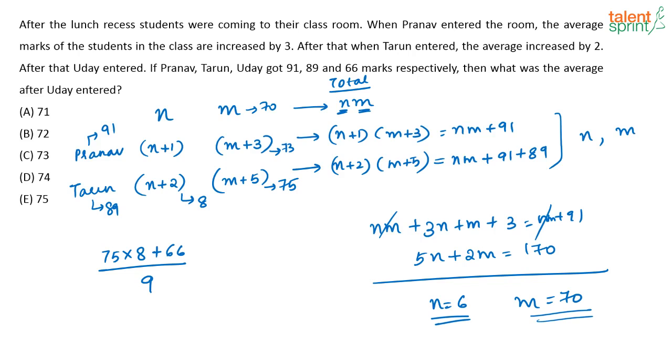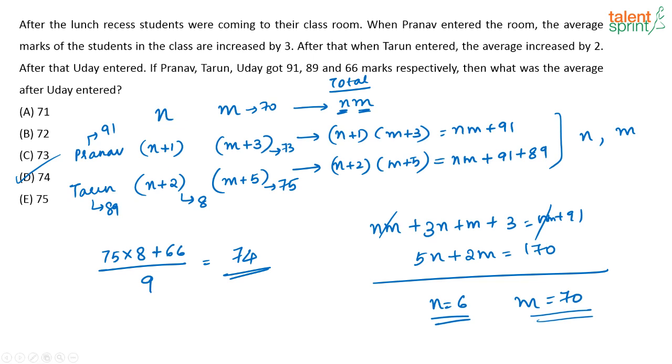So what do you get as the answer here? 666 by 9, that is equal to 74. Is that what all of you get? Yes, 74 should be your answer. Option D. Let me just explain what I have done.